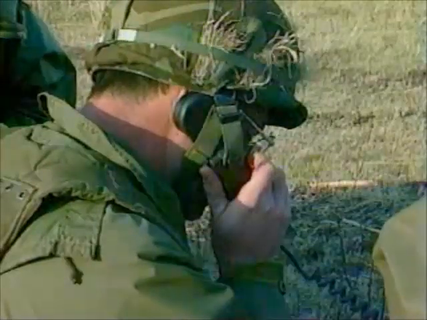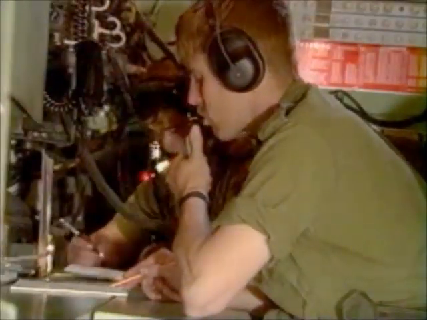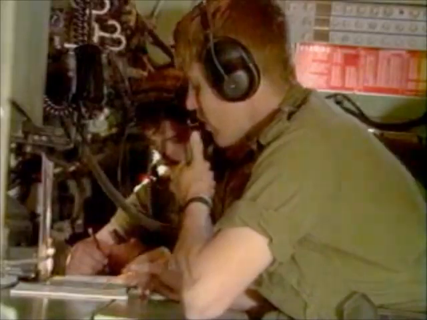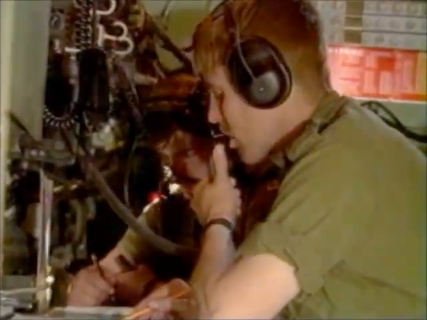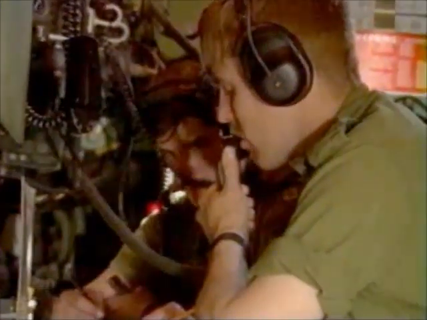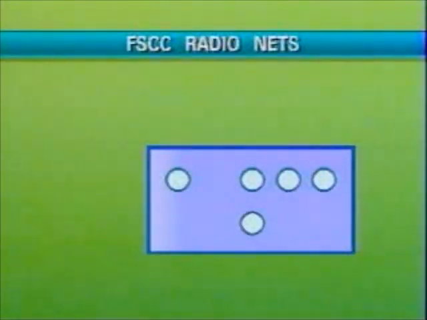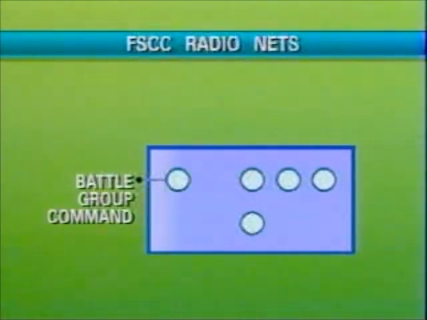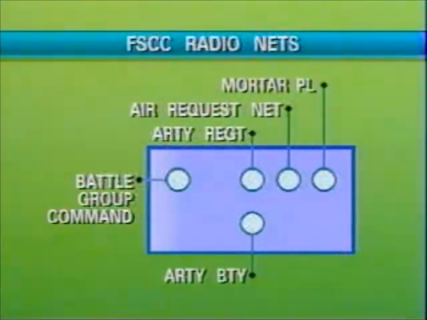Artillery radio nets are valuable sources of accurate, concise, and timely battlefield information, as both the BC and the FOO parties have radios on the appropriate levels of artillery and battle group nets, and they are an immediately available alternate means of passing orders should the battle group command net be unable to operate. The FSCC radio nets normally include the Battle Group Command Net, Artillery Regimental and Battery Nets, the Mortar Platoon Net, and the Air Request Net operated by the Tactical Air Control Party.